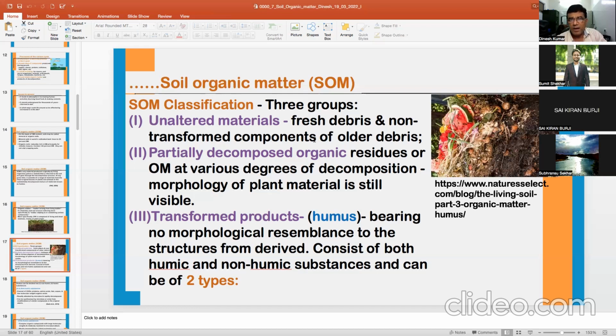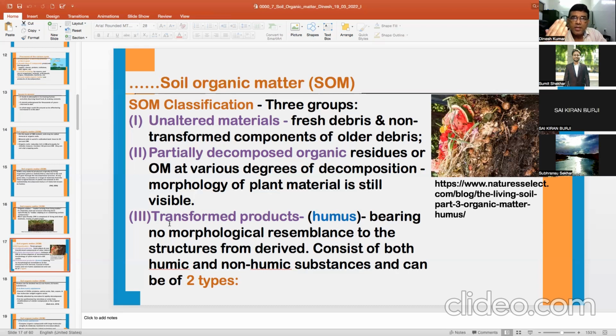In morphology, you can identify it because the morphology of plant material is still visible. The third one is the transformed product, that is your humus, bearing no morphological resemblance to the structure from which it was made. It consists of both humic and non-humic substances and can be of two types. So if somebody asks you what is organic matter, it includes three things: unaltered material that you have just added and is intact, second is partially decomposed organic matter, and third is humus or transformed product.